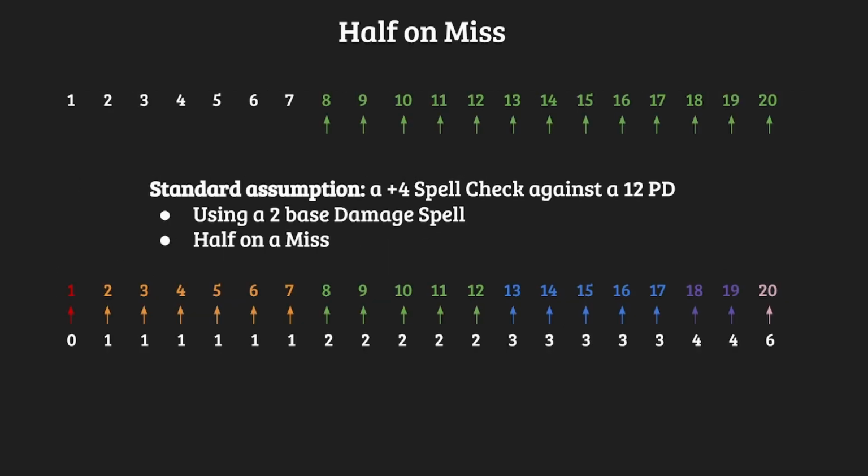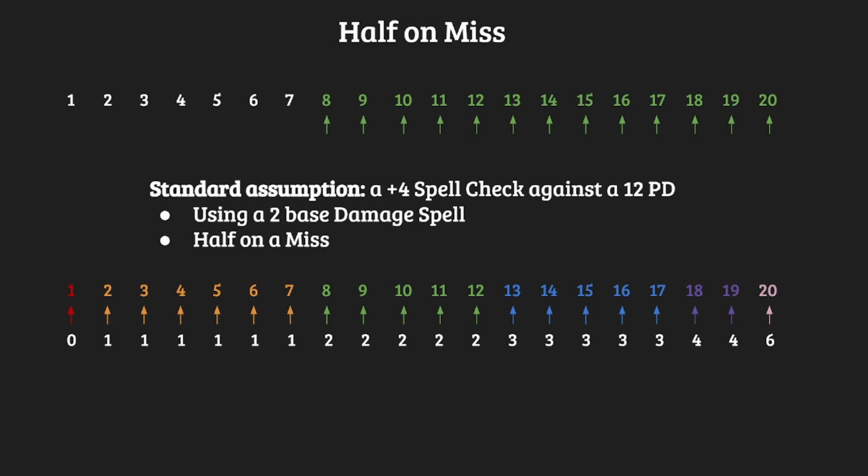So let's go back to thinking about a spell check example. With most spells in the game or any MP effect, there's going to be a half on miss, meaning if you miss the attack, you're still going to do half the damage. Except if you roll a 1. If you roll a 1, the spell fizzles and nothing happens at all.